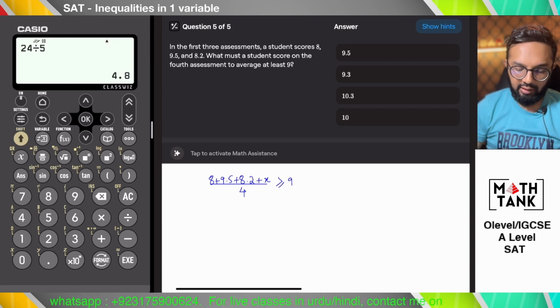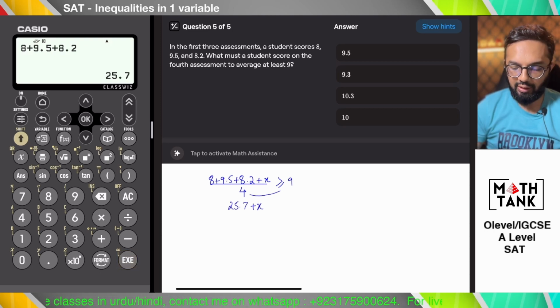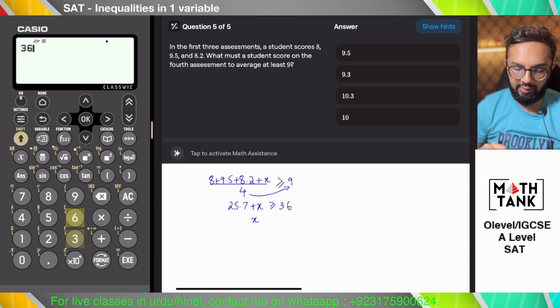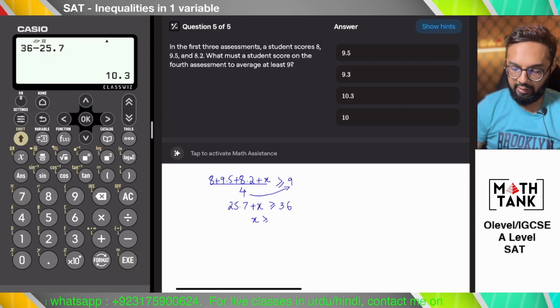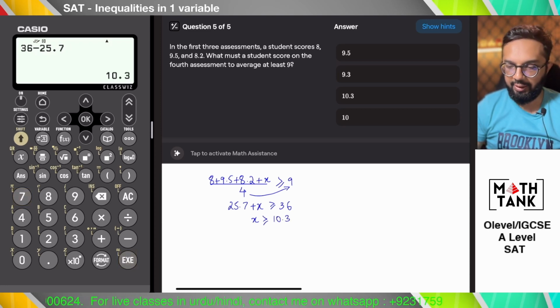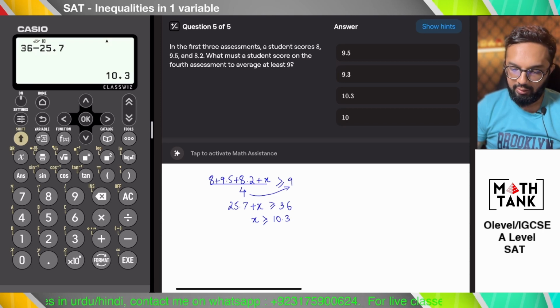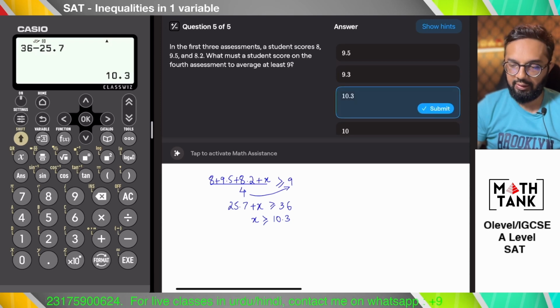Okay, so I get 8 plus 9.5 plus 8.2, 25.7 plus x. 4 gets cross multiplied, so that gives me 36. So x is greater than or equal to 36 minus 25.7. x is greater than or equal to 10.3. Okay, what must a student score on the fourth assessment to average at least this? So at least 10.3.